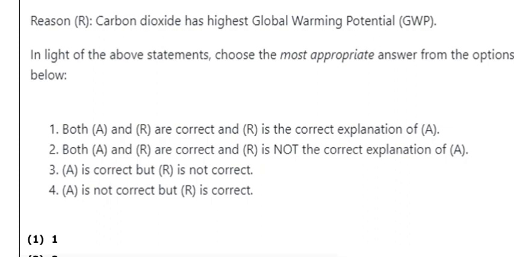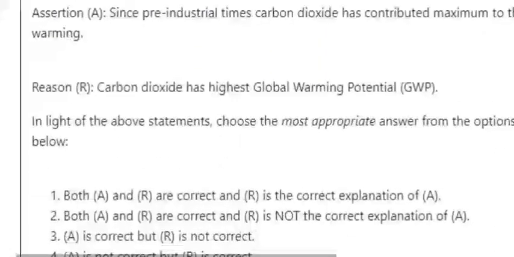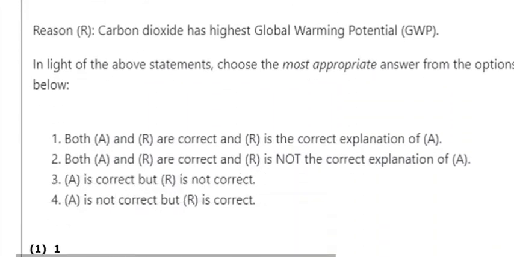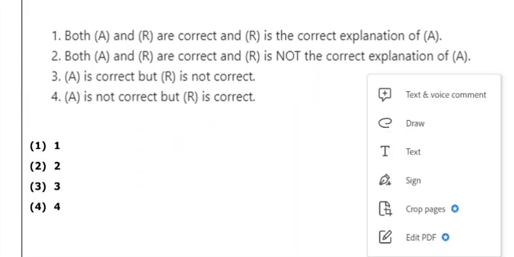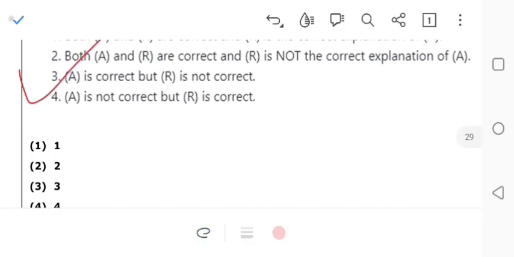So like this you can read. I will not read all. Let me not waste my energy. Question number 36, the correct answer will be number 3. A is correct but R is false. Assertion is correct but reason is not correct.